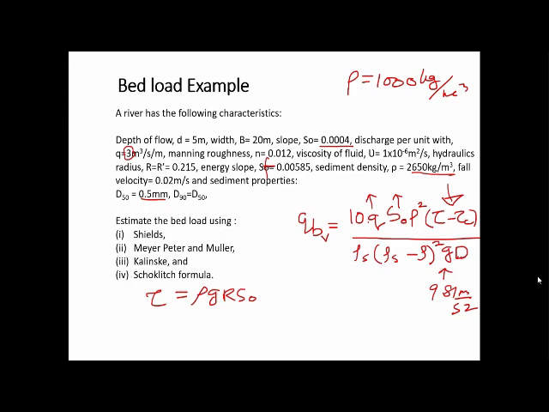So the hydraulic radius is given here. So you can use this as a 5. Yeah, it is correct, so 0.15. The slope is 0.0004. This one is 1000. This one is 9.81. And then you will get the value in Newton per meter squared. All right.